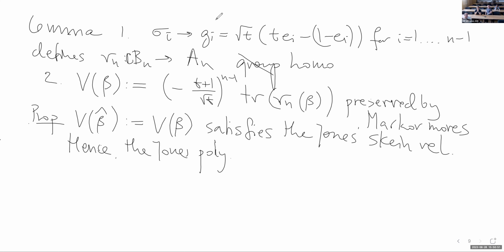It's V like the first name of Vaughan. Maybe it should be called the Vaughan polynomial. All right.